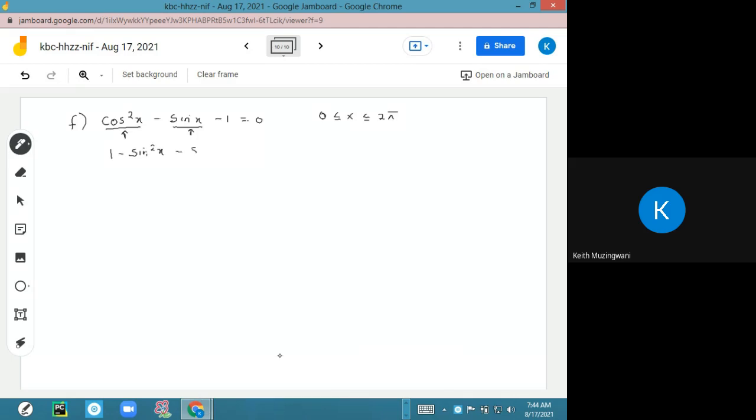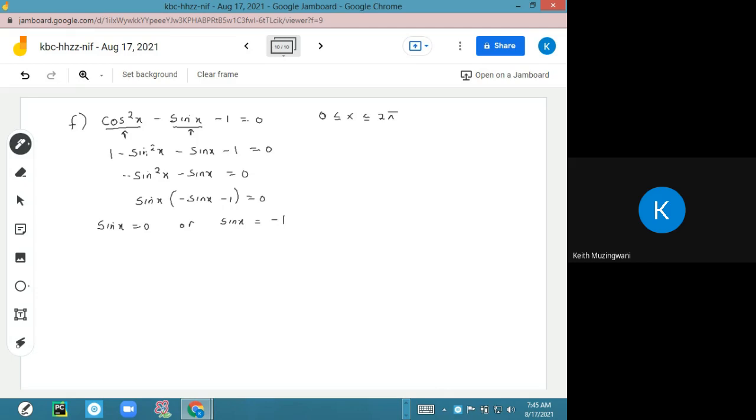And then we have minus sine x minus 1 is equal to 0. But 1 minus 1 is 0, so we remain with negative sine squared x minus sine x is equal to 0. Factor out sine x, you have negative sine x times sine x plus 1 is equal to 0. So we have sine x is 0, or sine x is equal to negative 1.